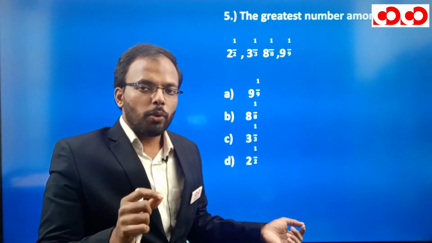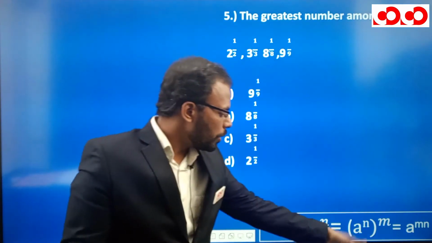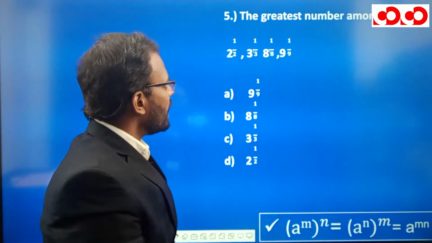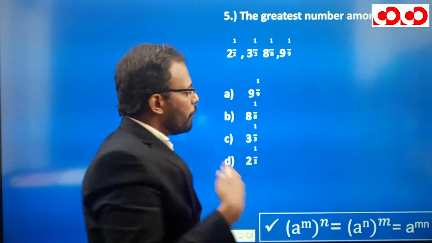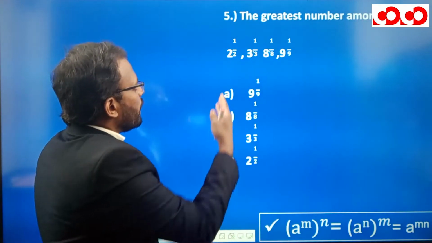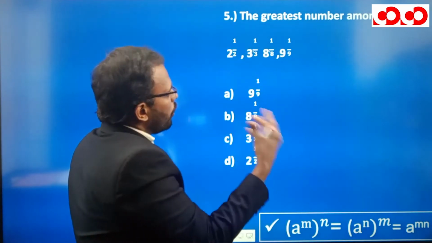So the formula which we are going to use is (a to the power m) whole to the power n is equal to (a to the power n) whole to the power m, which is equal to a to the power m into n. As long as we have these numbers in the power, we cannot decide which number is greater or which number is smaller. Now we need to make the power the same so that we can come to a whole number and decide it.